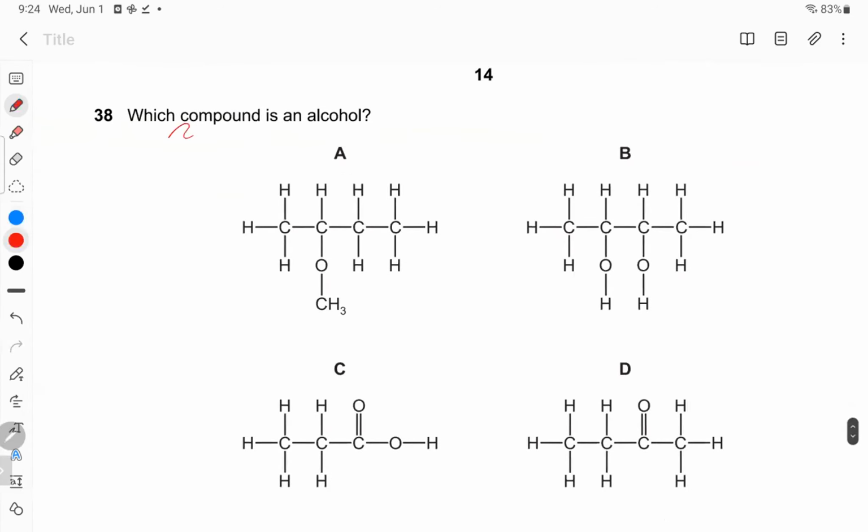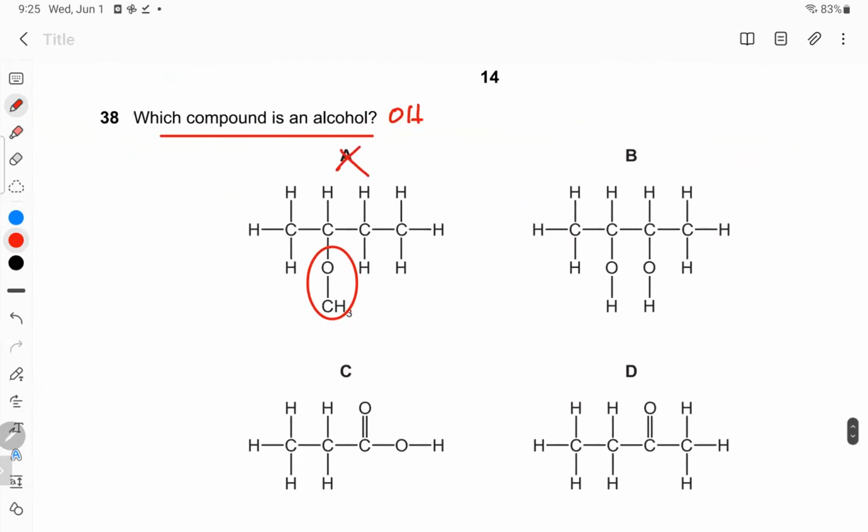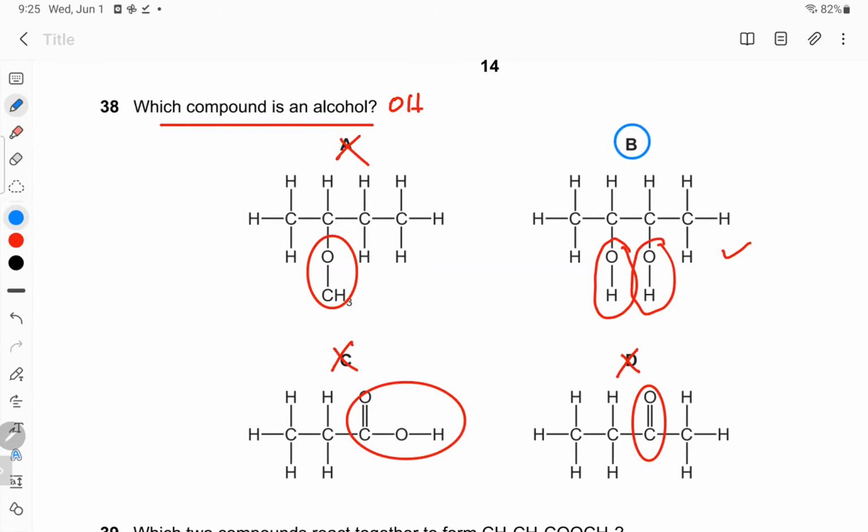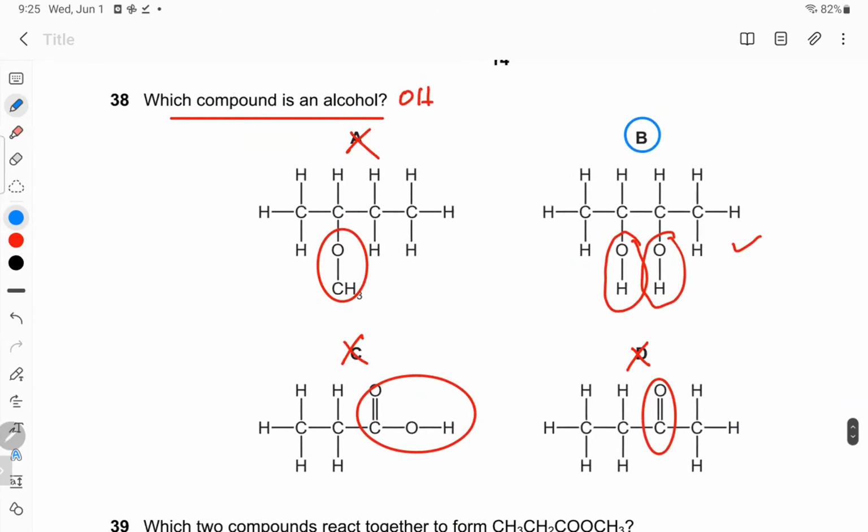Question number 38. Which compound is an alcohol? Okay, we all know that alcohol has an OH group. So see here I have an OCH3. That makes A wrong. Here we have two OH groups, so it can be an alcohol. But let me see over here, it has a C double bond with an OH, which makes it a carboxylic acid. And here we have a C double bond O in between, so D goes wrong as well. So we are left with only one option, that is B. So B is our correct answer. Is it clear to everyone? Yes, sir.